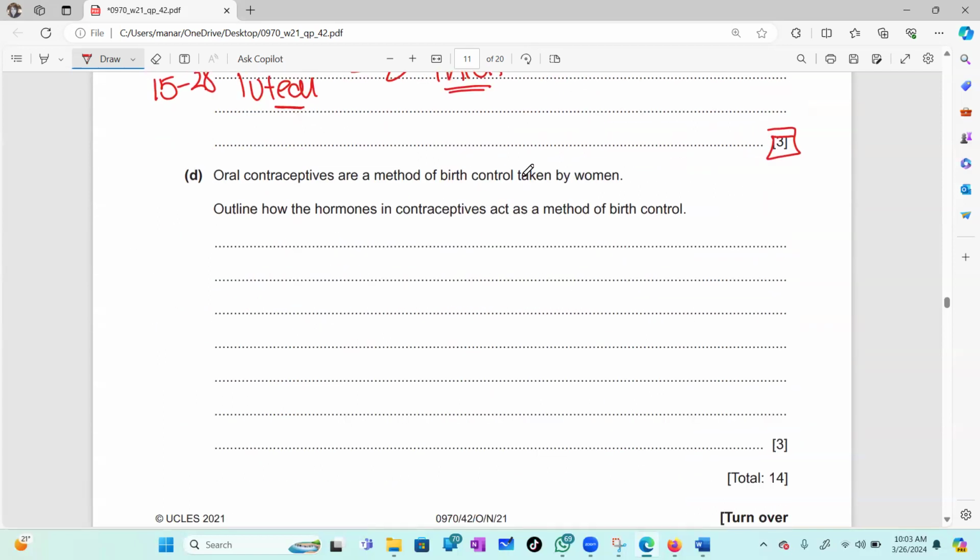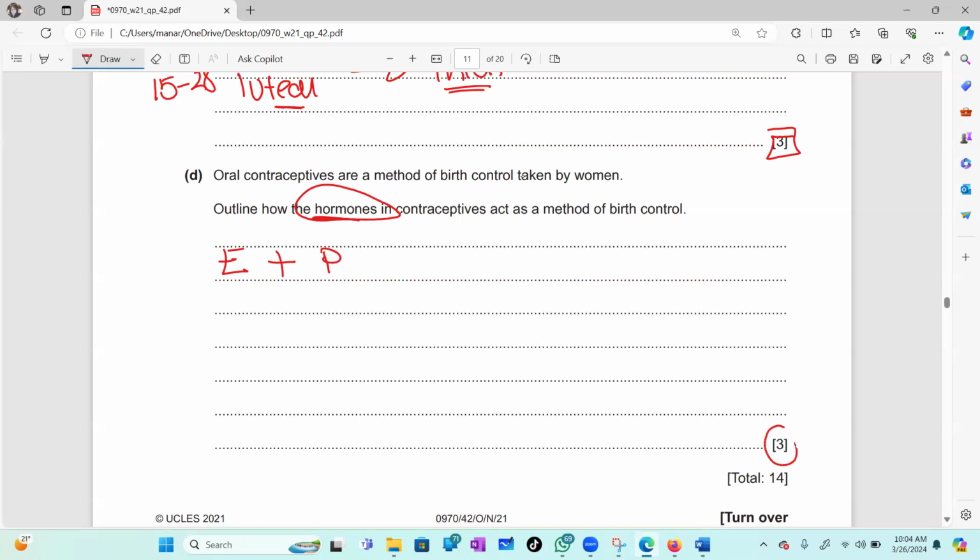Now, oral contraceptives are a method of birth control. Outline how the hormones in contraceptives act as a method of birth control. Yes, we know that birth control is cancelled, but not hormones. Hormones are specifically in your syllabus. So which set of hormones will help in contraception? Progesterone and estrogen. Very good. So you need to mention that estrogen and progesterone, these two hormones, will be found in the contraceptive pills.